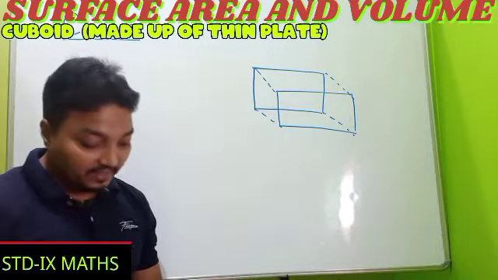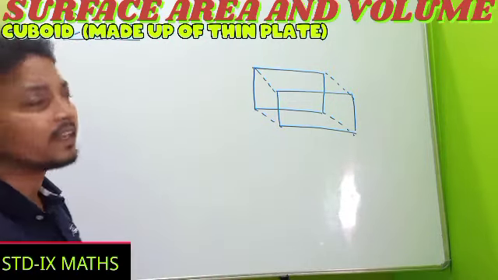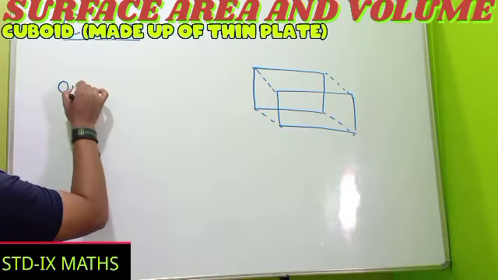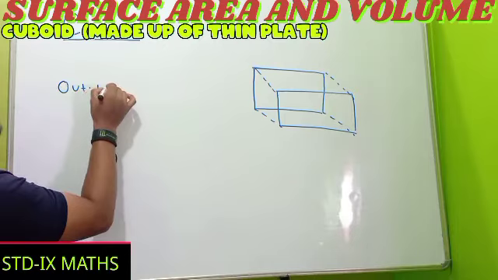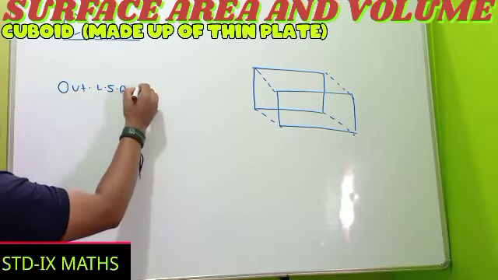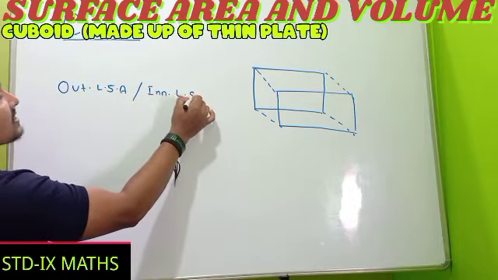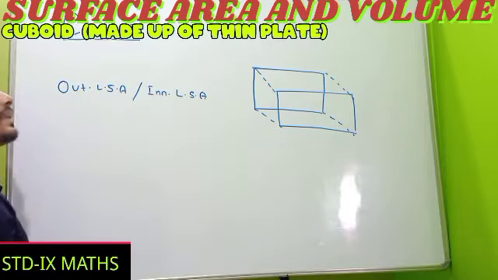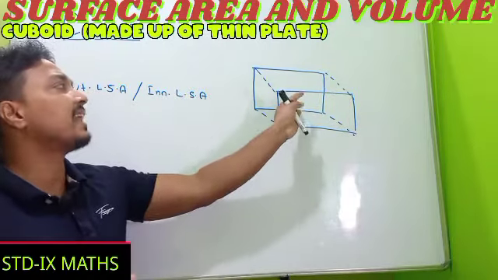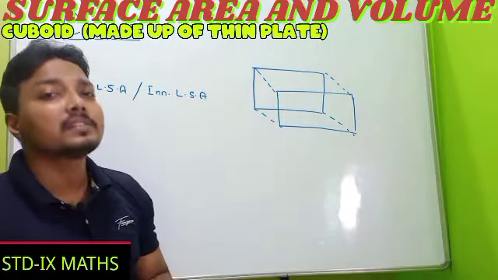So now I am writing the lateral surface area formula for the outer and also for the inner. Remember, for this type of structure, the outer lateral surface area and the inner lateral surface area have the same meaning. It means whenever there is this type of water tank, outer coloring and inner coloring have the same meaning.